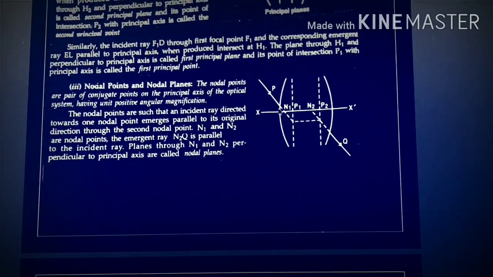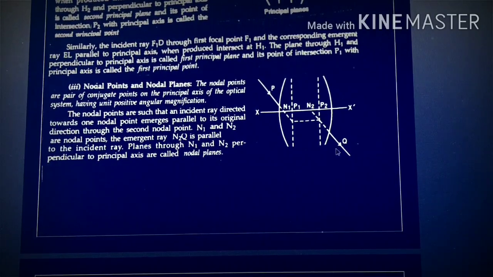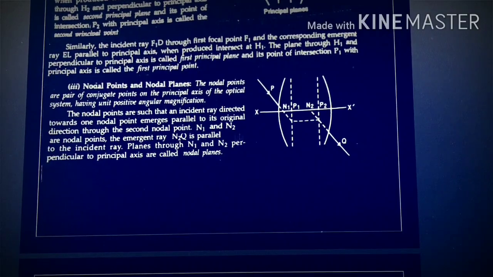So first we consider an incident ray directed toward the nodal point, and it will emerge parallel to its original direction. This is the emergent ray. It is also parallel to the incident ray. So N1 and N2 are the nodal points. The emergent ray is N2Q. It is also parallel to the incident ray PN dash.